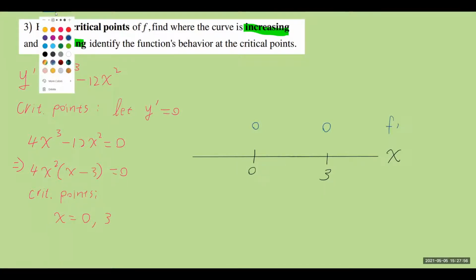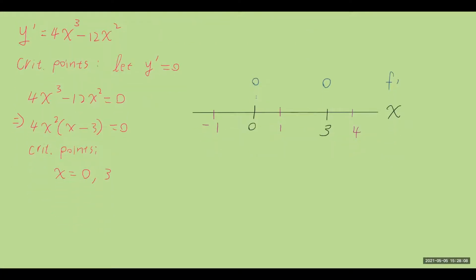And again, we're going to do the same thing as what we were doing in 3.3. We're going to pick checkpoints. Let's pick -1, 1, and 4. And usually, again, you want to pick nice numbers. Now, in this case, we only care about whether they are positive or negative. So f prime of x is 4x squared times x minus 3. All right, and let's look at f prime of -1. That's going to be a positive number multiplied by a negative number, which will be negative.